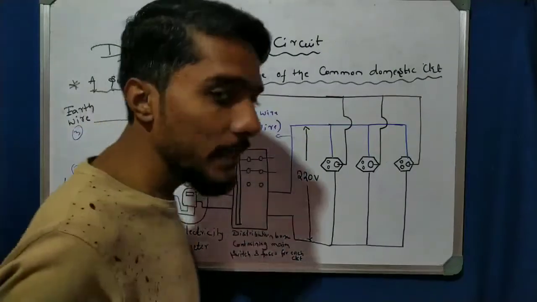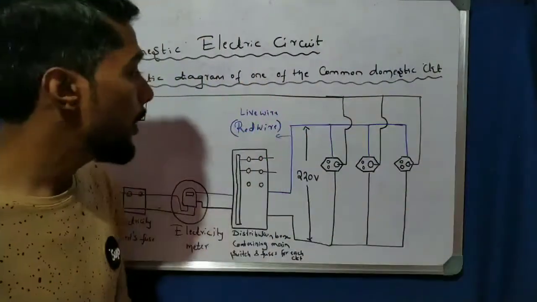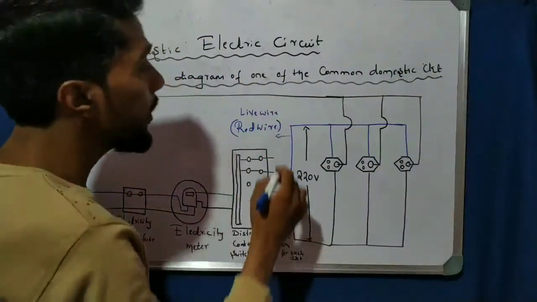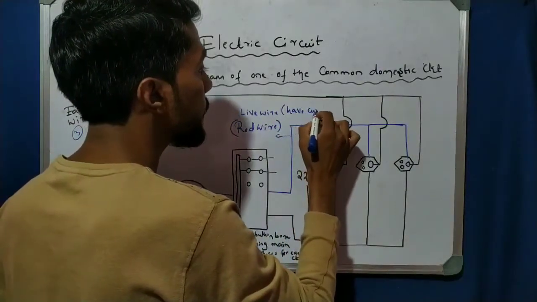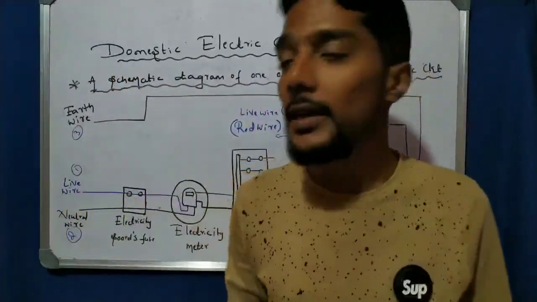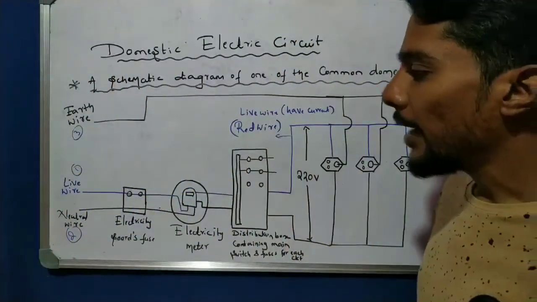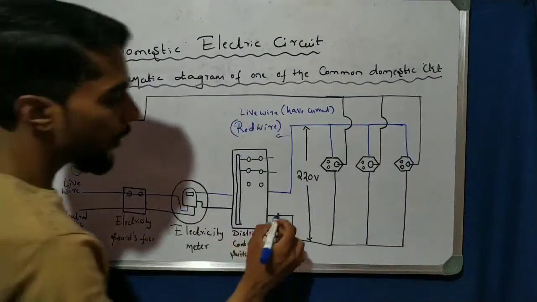In home appliances there are three types of wires. One is the red wire, which we call the live wire. The live wire has current. Which type of current? It is AC current. So that is the live wire. And another wire is called the neutral wire.